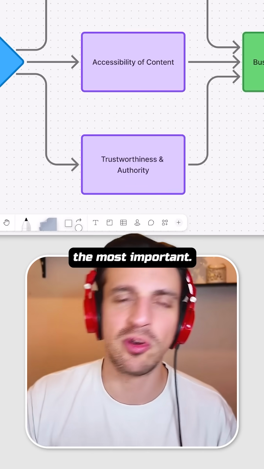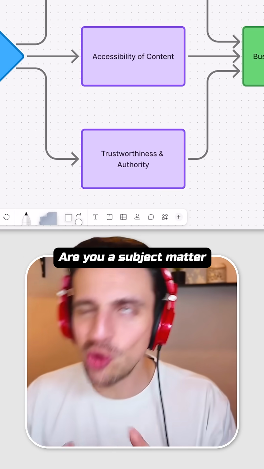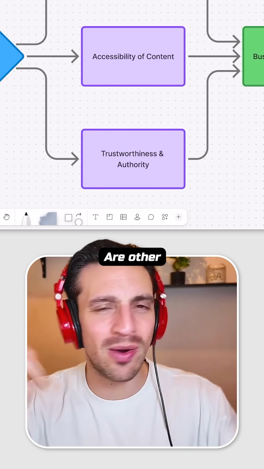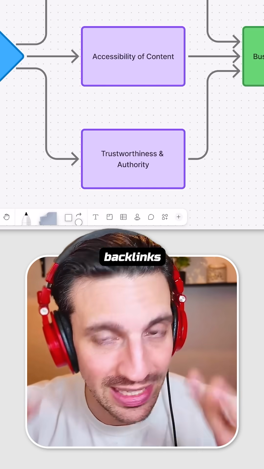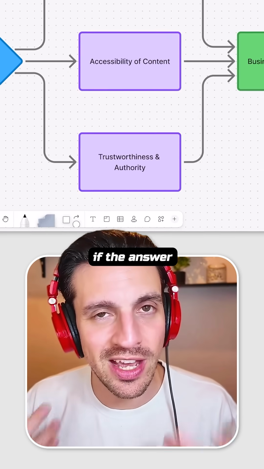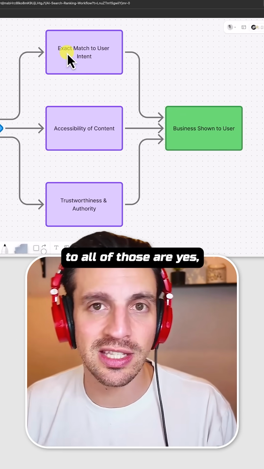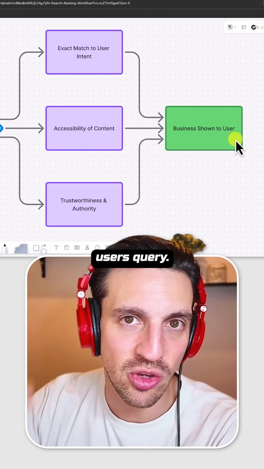Number three, and probably the most important, are you trustworthy? Are you a subject matter expert in your niche? Are other domains pointing to you, backlinks giving you more authority? If the answer to all of those are yes, then your business is probably going to show up in that user's query.